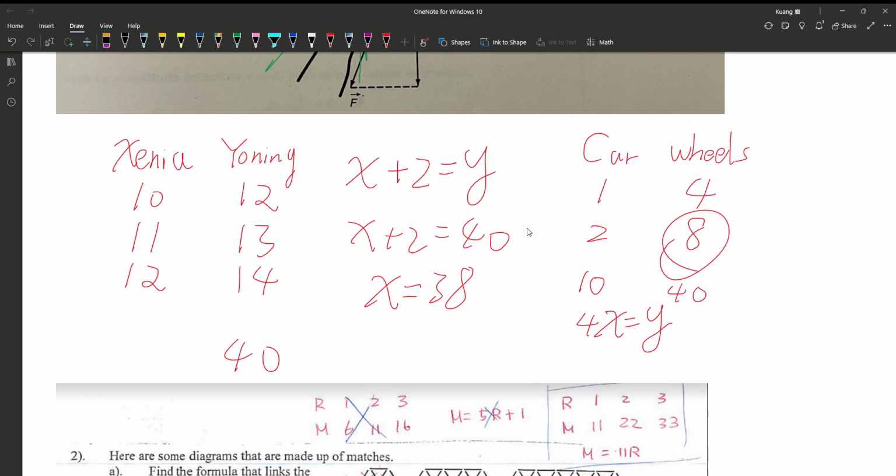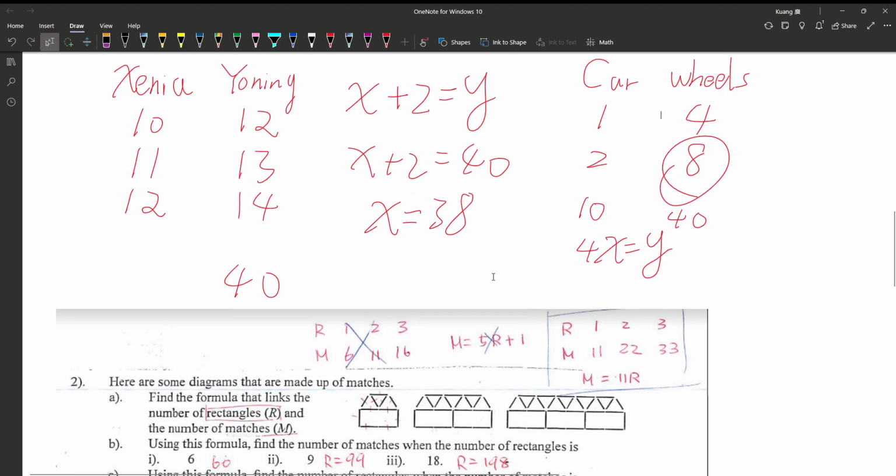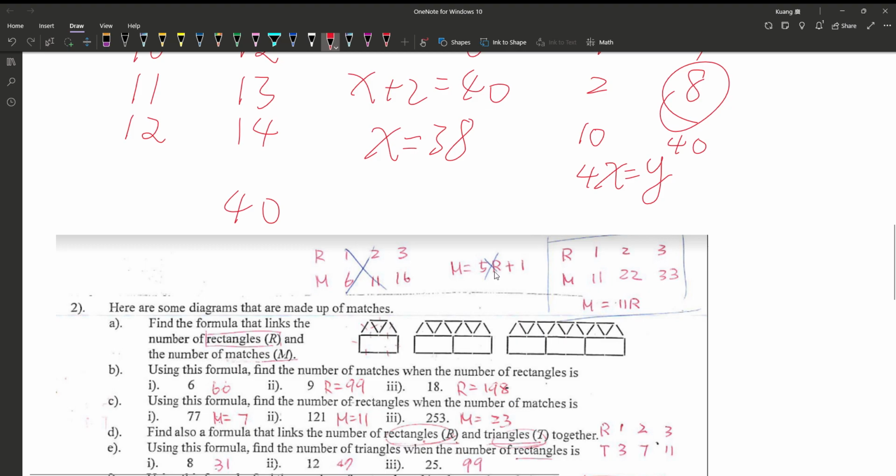Okay. Then let's have a look at a more complicated one, right? So this is R and M. What is R and M? R is the number of rectangles. Okay. For example, this is 1. This is 1, 2, 2 rectangles. 1, 2, 3, 3 rectangles. And the number of matches from here, 1, 2, 3, 4, 5.